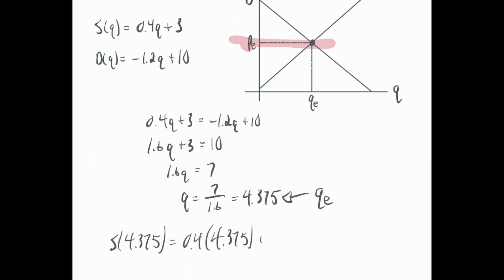So that's going to be 0.4 times 4.375 plus 3. And I'll throw that in a calculator. And I believe I'm not going to have to do any rounding. I'm just going to get an exact value from the calculator. I get 4.75. There we go. That is the equilibrium price. So that's just 2 applications of linear functions.